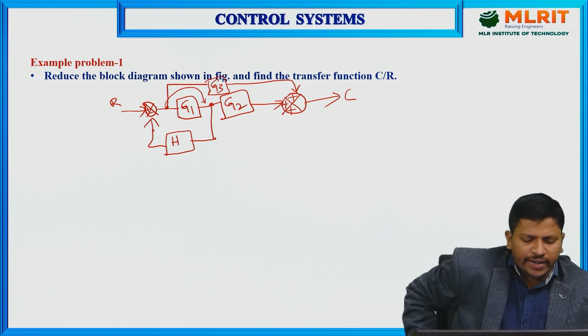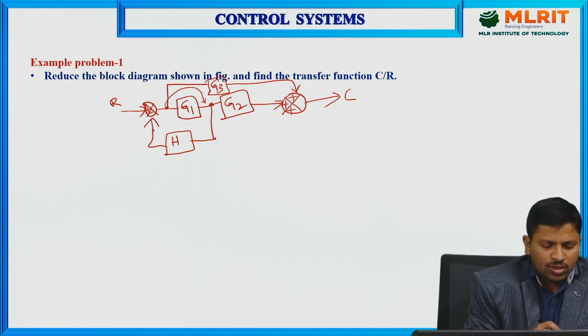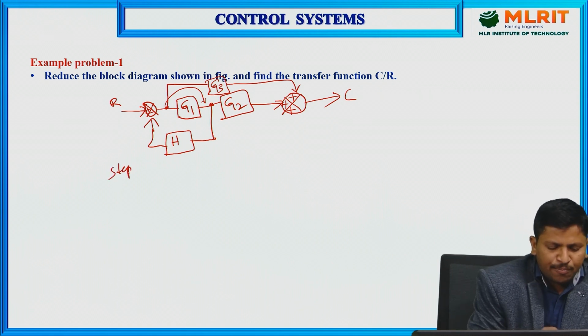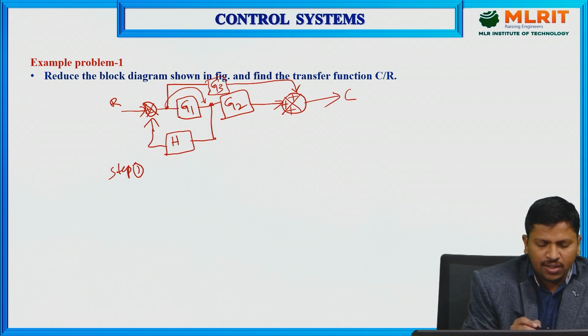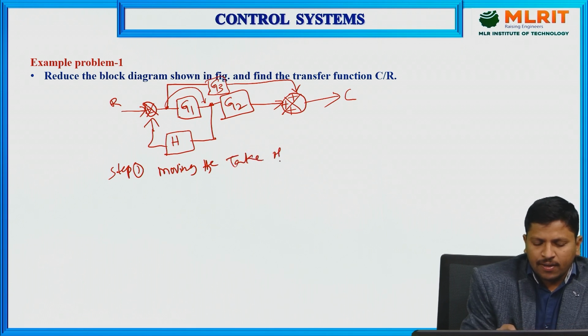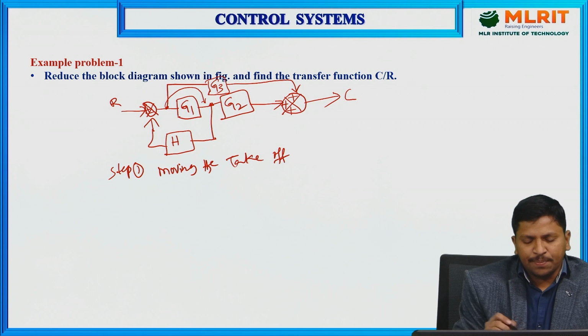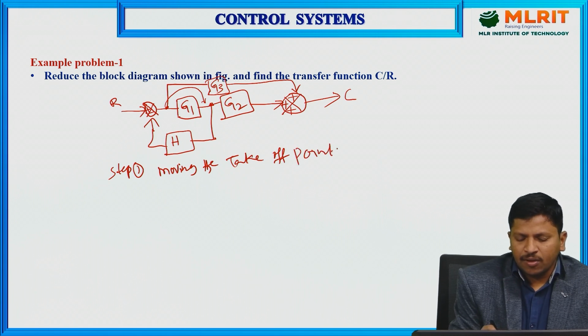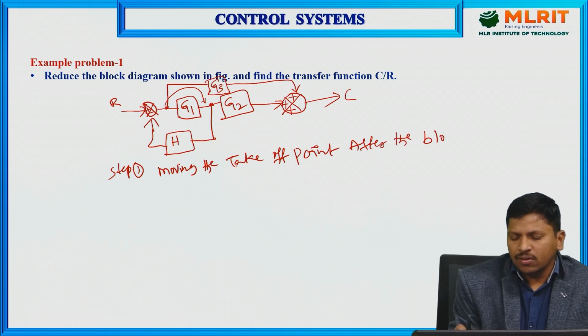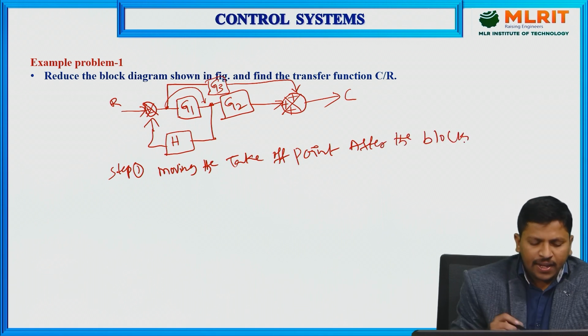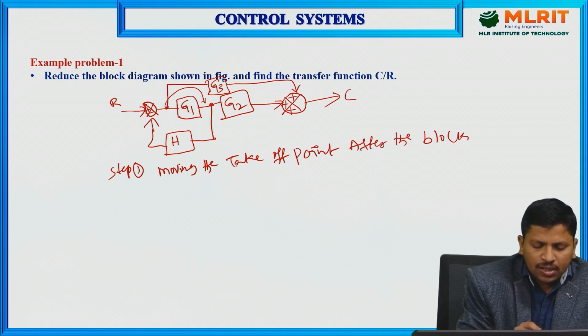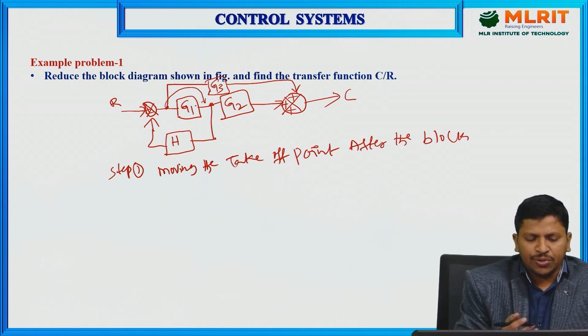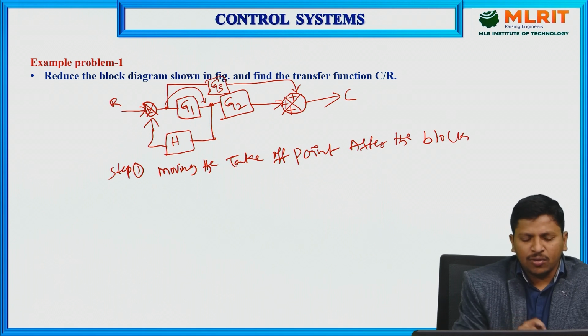Step 1: moving the take-off point, or branch point, both are the same, after the block. Here this take-off point is moved after the block G1. After that, we are going to redraw the given block diagram by using this rule.